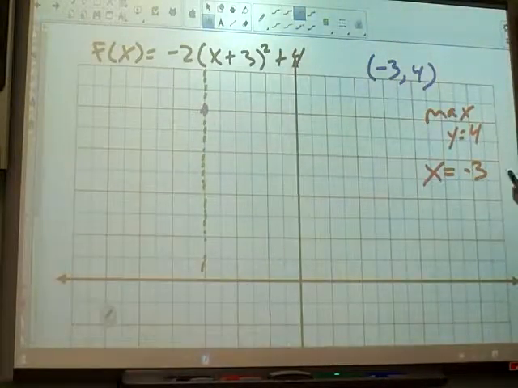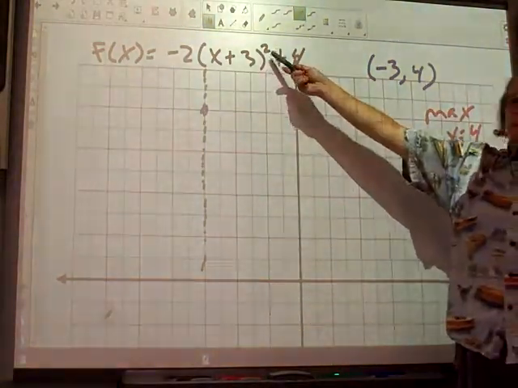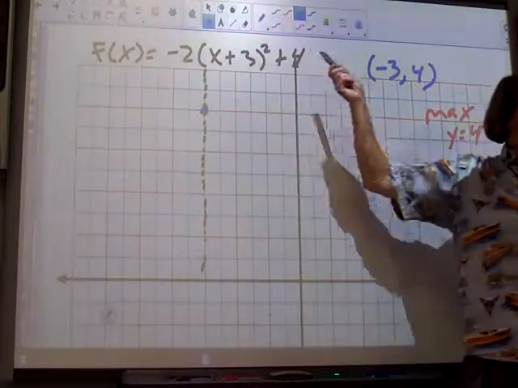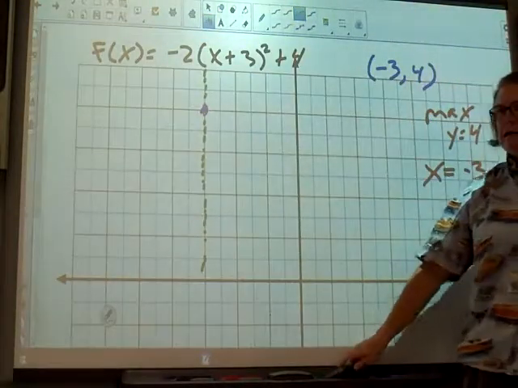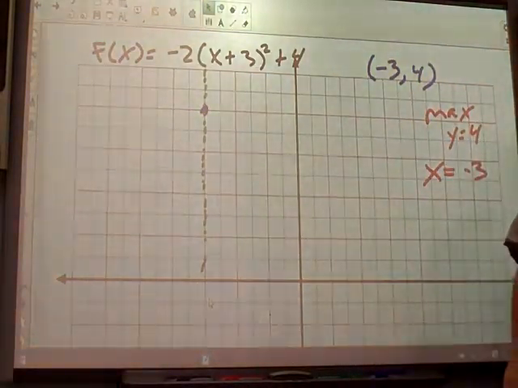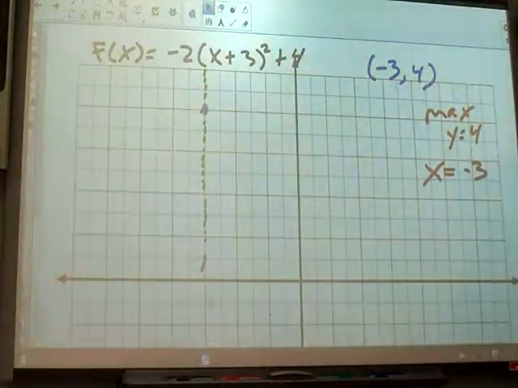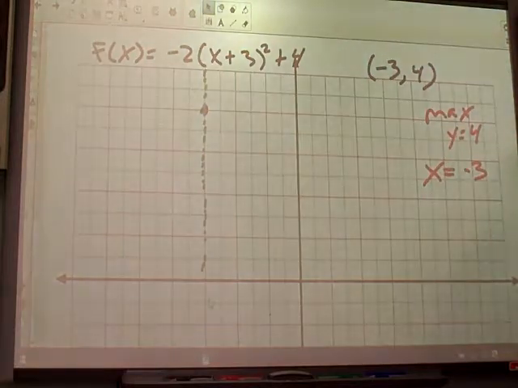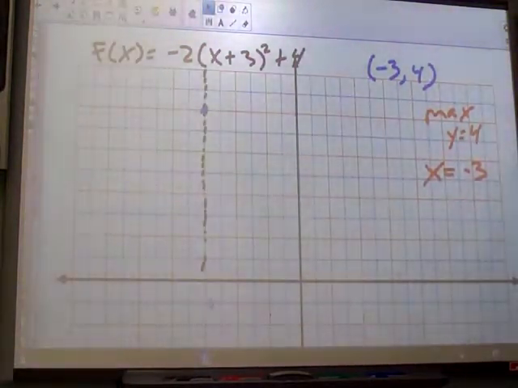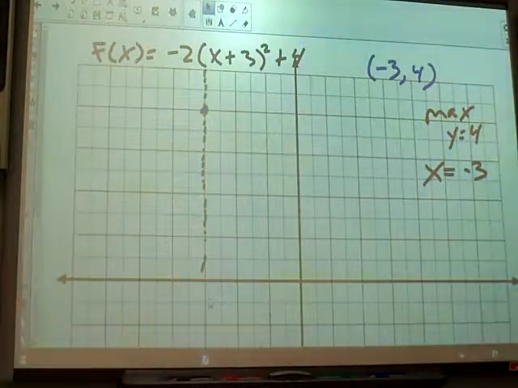Okay, but this is a quadratic because it's squared, and we learned that a couple of weeks ago. Anytime your highest power is a 2, it's going to be a quadratic. This is a quadratic. It's going to make a parabola, and right now I've only got 1 point. So I've got to find another point somewhere on my parabola. Any guesses on how I can do that?